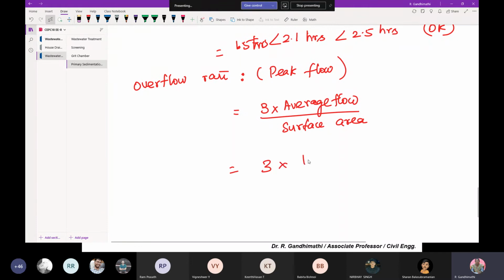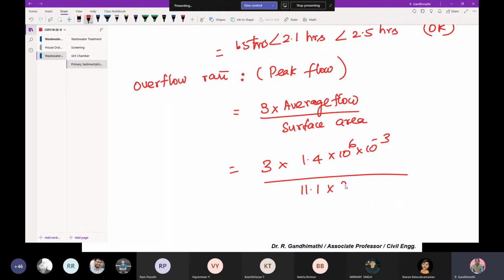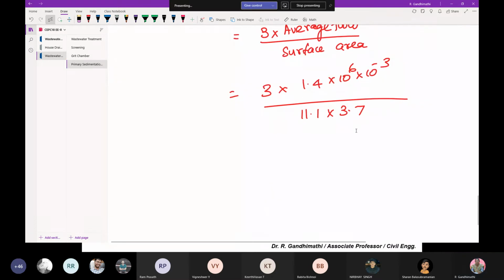3 into 1.4 into 10 power 6 into 10 power minus 3, divided by the surface area, which is 11.1 into 3.7. What will be the value? Meter cube per meter square per day.